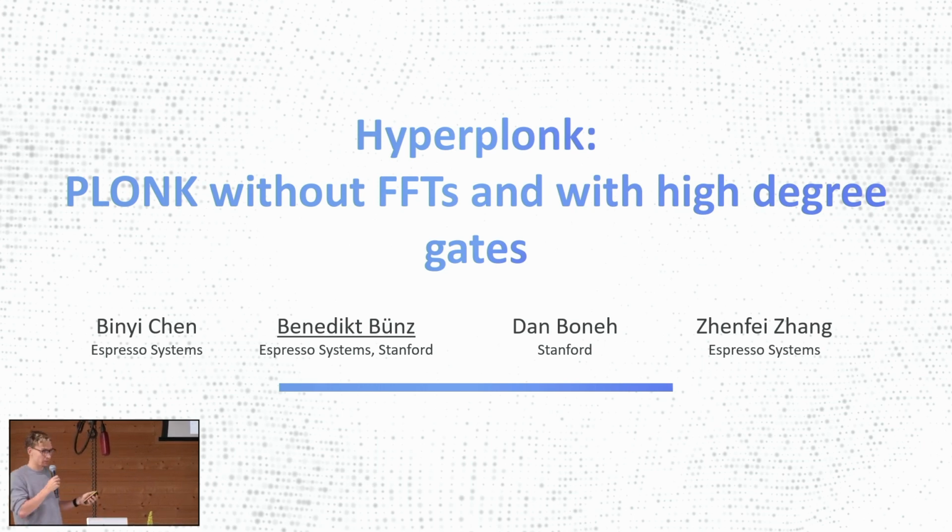Which is Hyperplonk, a new zero-knowledge proof system, which, as the name suggests, is based on Plonk, but has some really exciting properties, removes the need for something called fast Fourier transform, and enables high-degree gates, which is especially going to make it more useful for large parallelism and trying to prove things about really, really large statements. And this is joint work with Binyi Chen, Dan Boneh from Stanford, and Zhenfei Zhang, also from Espresso Systems. And this is work that we did at Espresso Systems.